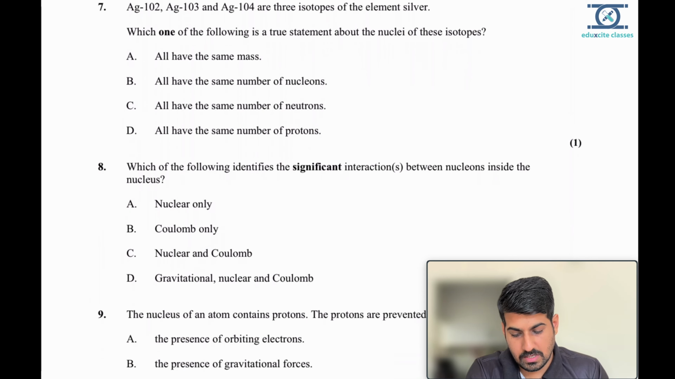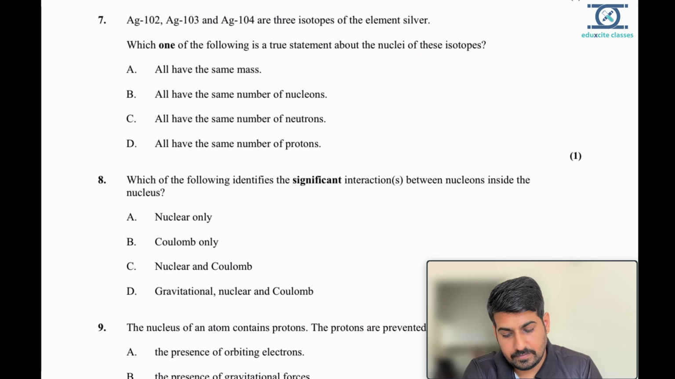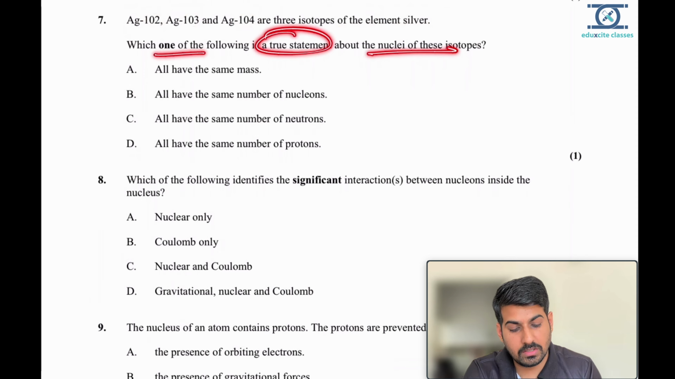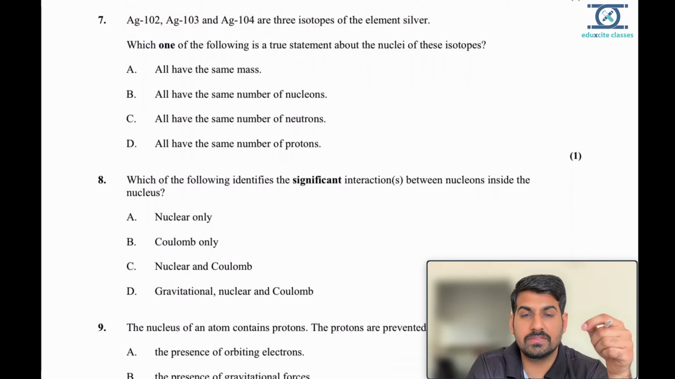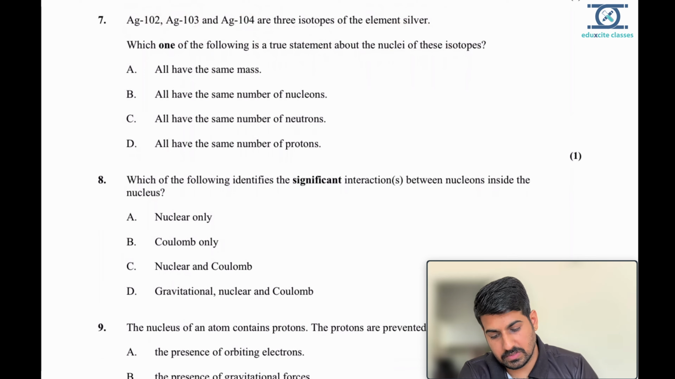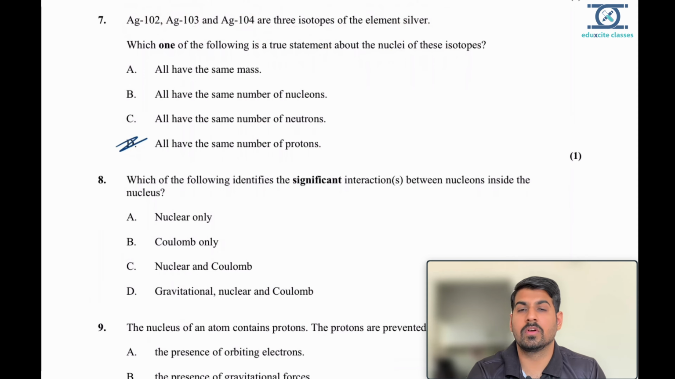Okay, now question number 7. Silver 102, 103 and 104 are three isotopes of the element silver. Now which one of the following is a true statement about the nuclei of these isotopes? Now isotopes, as we mentioned, all have the same number of protons. P stands for proton, iso stands for same, so same number of protons. So this is nothing but all have the same number of protons.